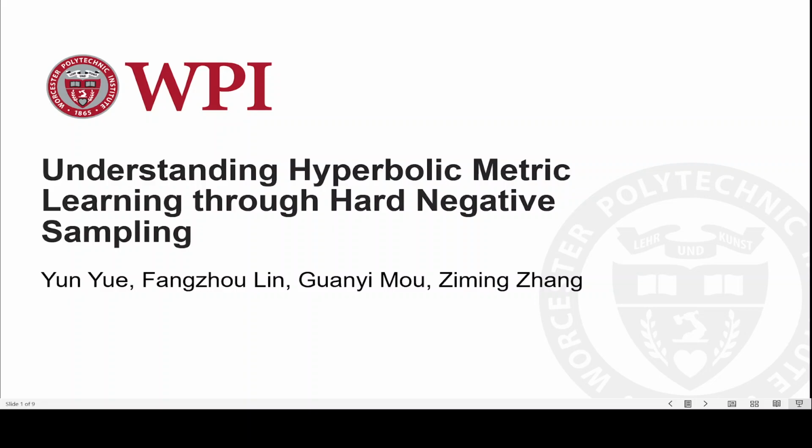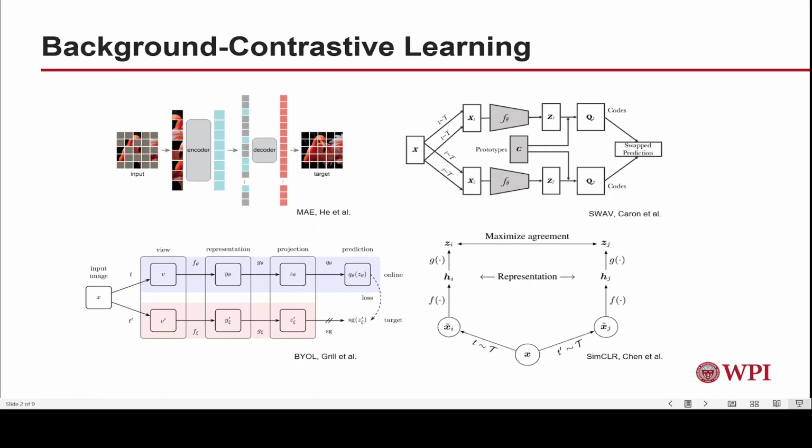I will present our work, Understanding Hyperbolic Metric Learning through Hard Negative Sampling. Recently, a lot of works have been proposed to learn representations in the latent space, so that the learned representations could be further used for downstream tasks.